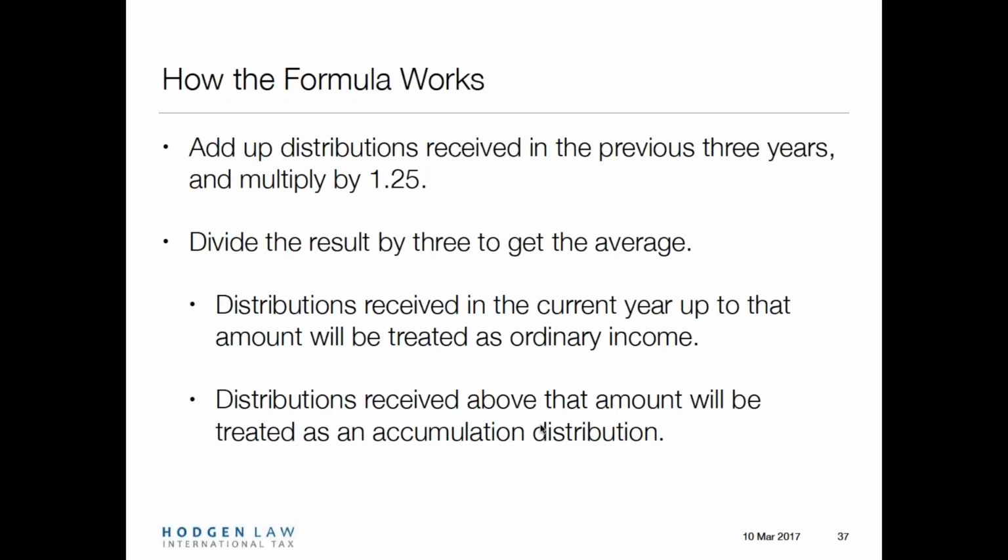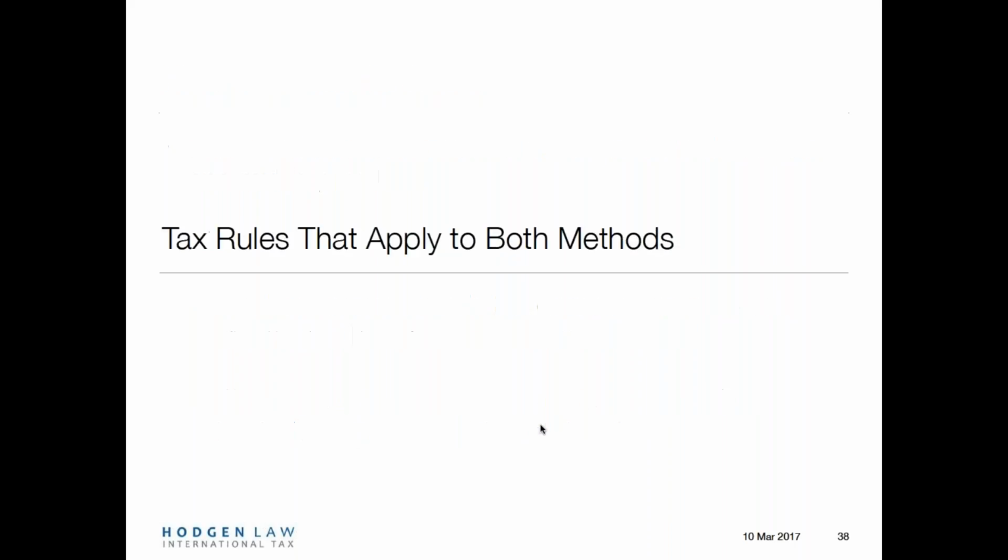You look at the previous 3 years of distributions, multiply that by 1.25, then divide by 3, and you get an average. And this is your over-under. Under is all ordinary income. Above that is going to be an accumulation distribution. So pretty easy to figure it out.